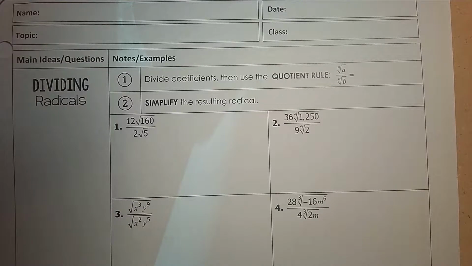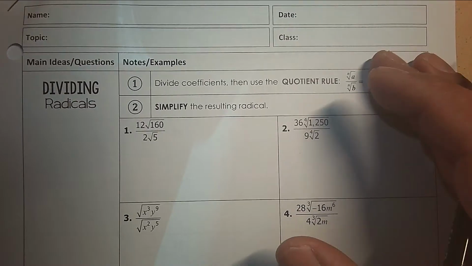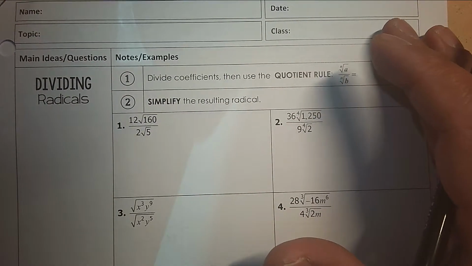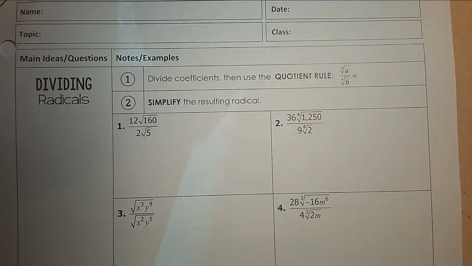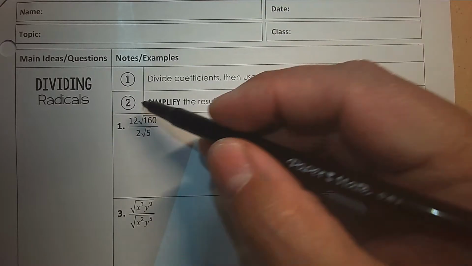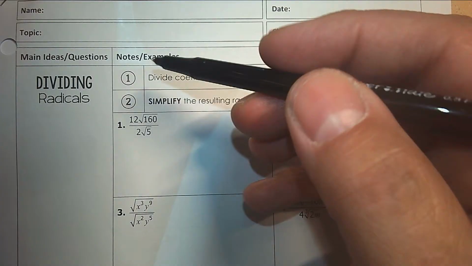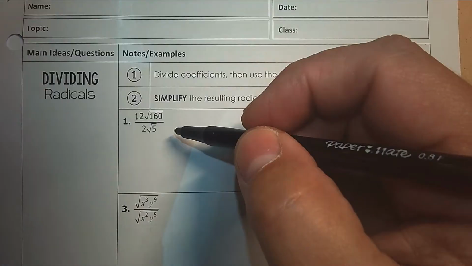So this lesson is on dividing radicals. And like multiplying radicals, we're going to focus on what's in front and what's underneath and handle them separately. So when I look at dividing, a quick reminder that a fraction line means dividing.